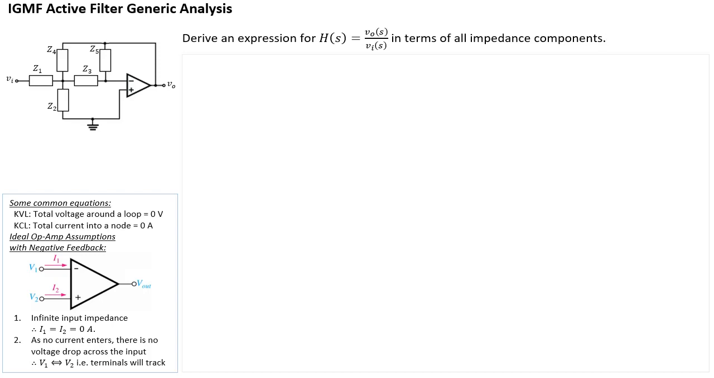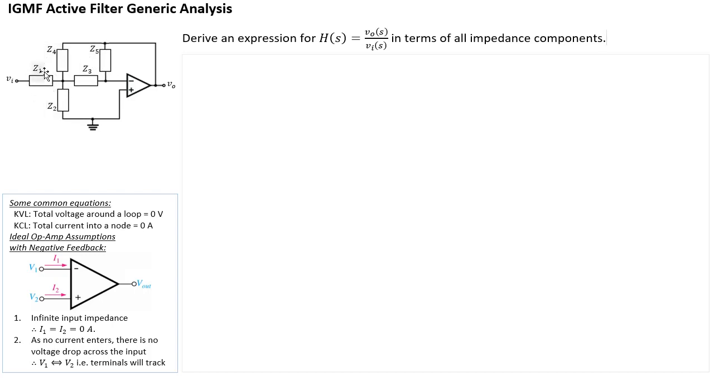Hi everyone, welcome back. In this video, I'm going to show a generic analysis of an IMF active filter, or infinite gain multi-feedback active filter circuit. The circuit is on the left here, and I'm calling it generic because I'm replacing all resistive or capacitor components by this generic terminology of Z.